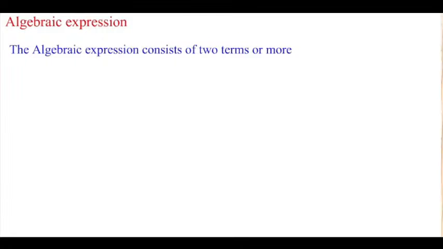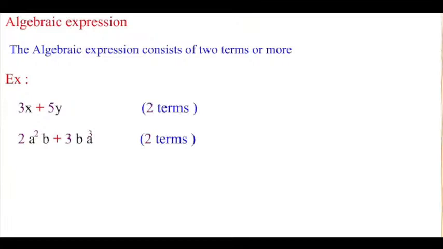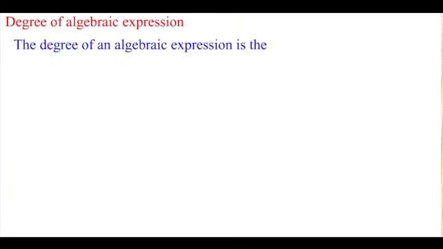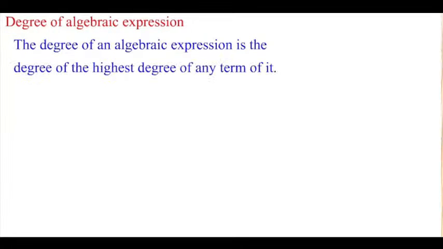Algebraic expression. The algebraic expression consists of two terms or more. Example, 3x plus 5y, 2 terms. 2a squared b plus 3ba cubed, 2 terms. Negative 5lm plus 6l squared m minus 7, 3 terms. Degree of the algebraic expression. The degree of an algebraic expression is the highest degree of any term in it.